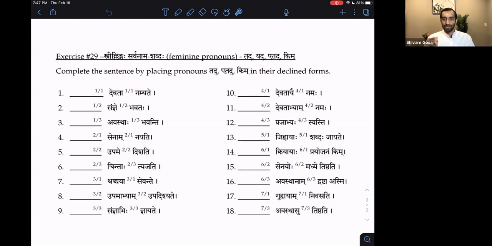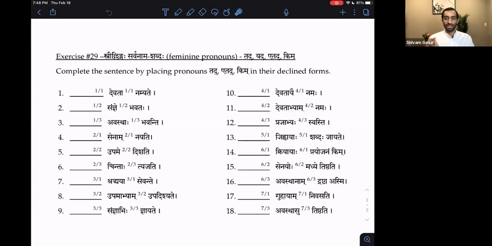Okay, so number 12. Swasti prajabhyah, so prajabhyah swasti. Right? Swasti is just like namaha. It's one of those words where whatever the recipient is gets the fourth case. Okay? So swasti means auspiciousness or well-being. Let's just say well-being, for ease's sake. So well-being for who? For prajabhyah.